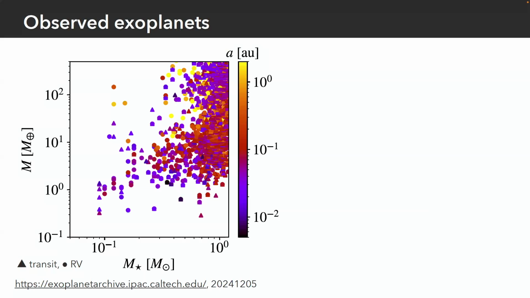I plotted these planets on a diagram. The horizontal axis is stellar mass, and the vertical axis is planetary mass. Thanks to recent instruments like IRD and TRAPPIST observations, we have come to know the population of planets around very low mass stars, like 0.1 solar mass stars.